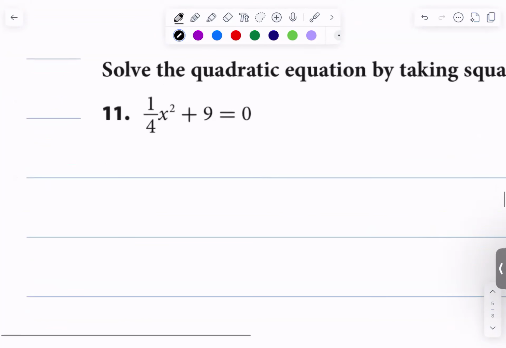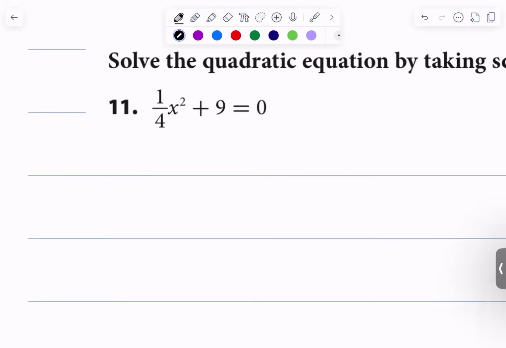Try number 11. Okay, isolate x squared first. And then your answer should be plus or minus 6i. Before I let you guys go off and do it for a little bit, if your answer is plus or minus 6i, what should your square root be? Square root of, not 36, negative 36. Okay? So in your work somewhere should be square root of negative 36. Okay? So try that out.